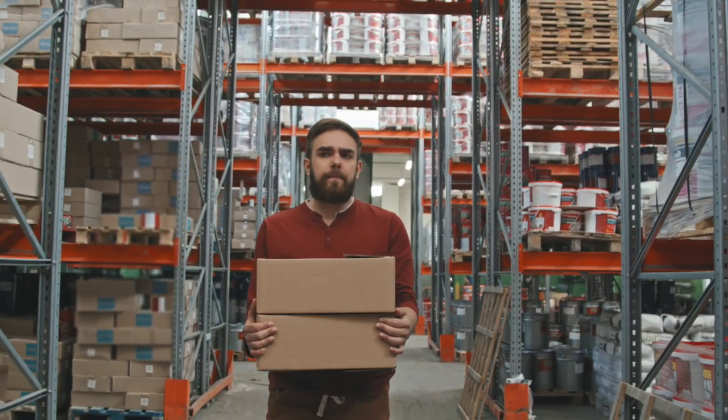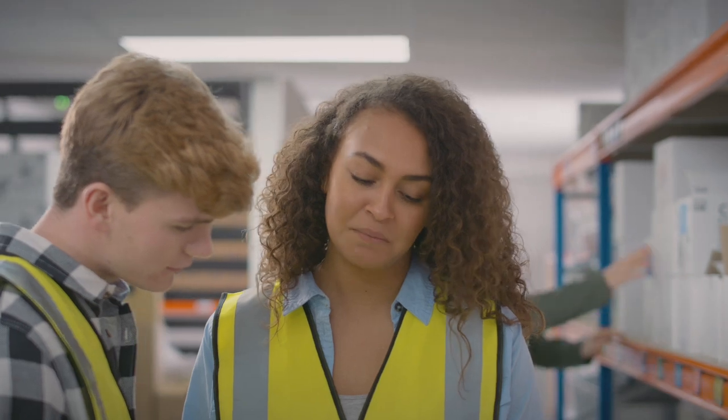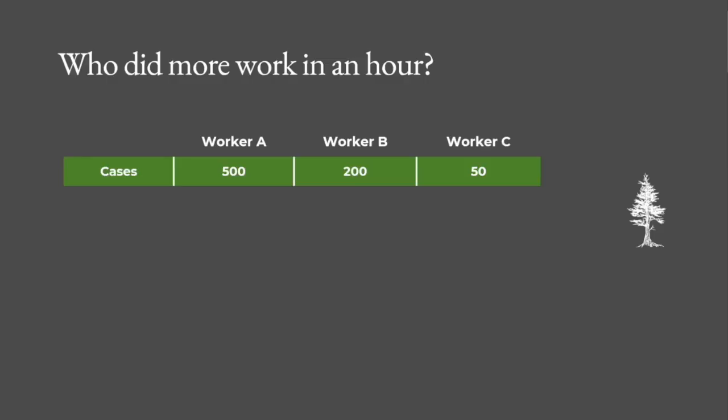The problem with those metrics, though, is they don't really flex with the change in business or with the work that's being performed. Here we have an example of a grocery picker who's just picking full cases to pallet. And the question is, who did more? This is an hour's worth of work. Worker A did 500 cases, worker B 200, worker C 50. If you're just looking at units per hour, cases per hour, worker A is clearly more productive, right?